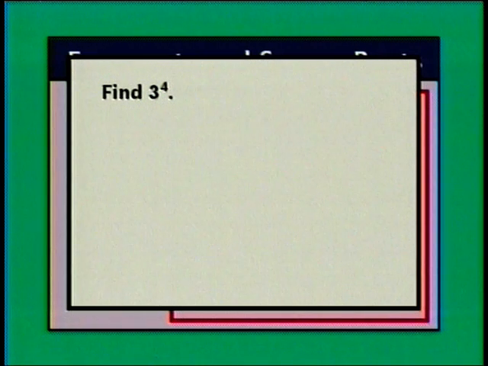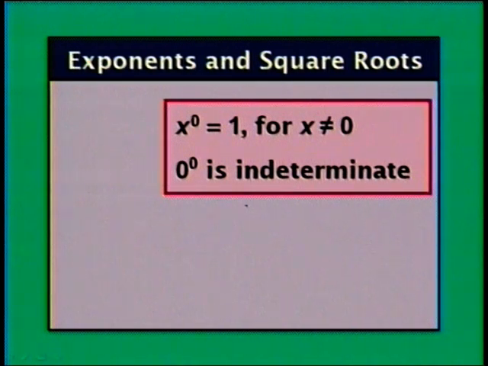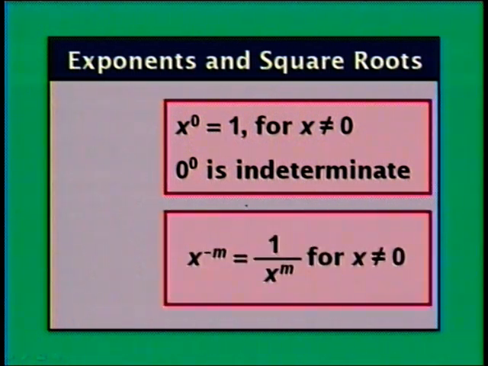For example, what's 3 to the 4th? 3 to the 4th is the product of 4 factors of 3. That's 9 times 9, which is 81. We had some other definitions of exponents. X raised to the 0 power is always 1 as long as the base x isn't 0. 0 to the 0 is something we call indeterminate. X raised to the negative n power is equal to 1 over x to the positive n power as long as x doesn't equal 0.